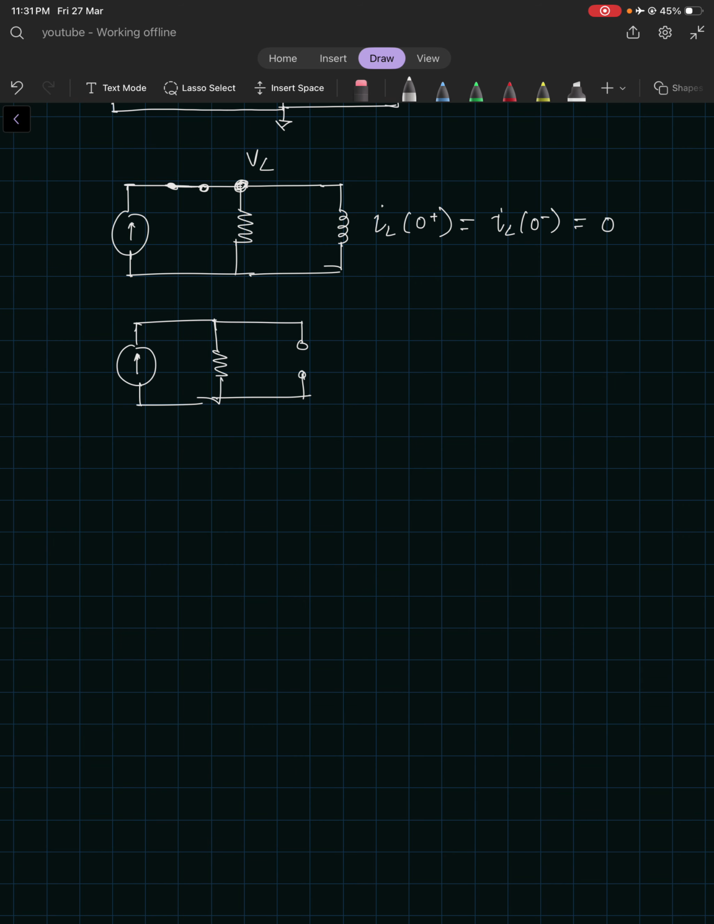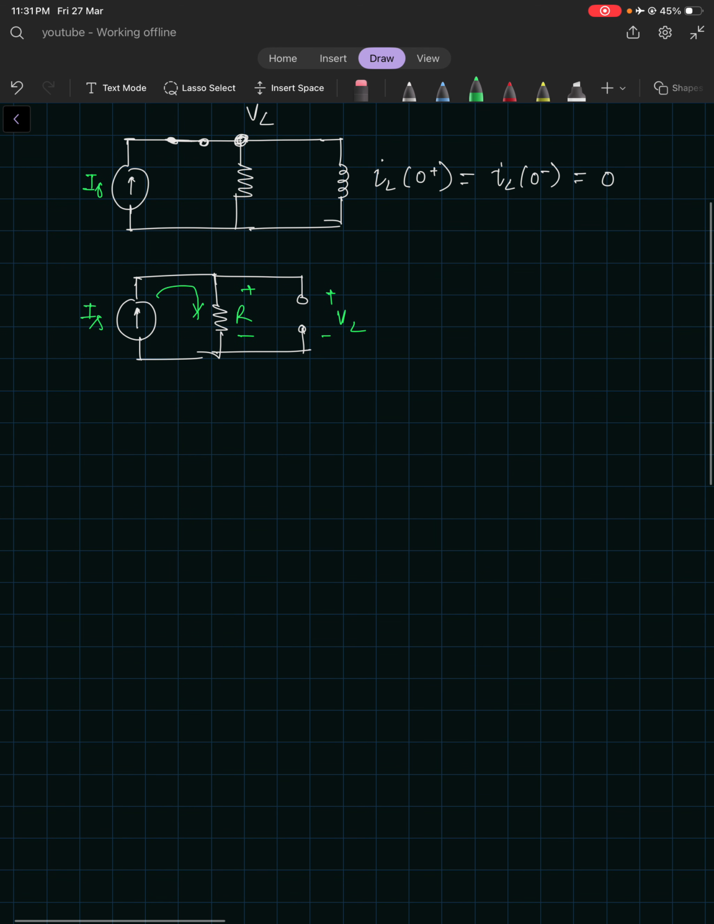Okay, if it is open, then what is the VL across it? So all this current, this is IS, this is IS, will flow through this resistor R, and the same VL appears across this resistor because both of them are in parallel. So VL at 0 plus would become IS into R, right? Let's call it equation number 1.